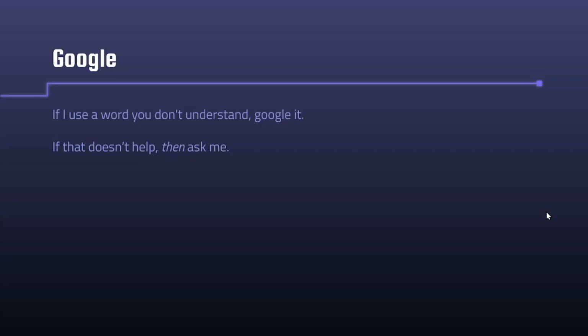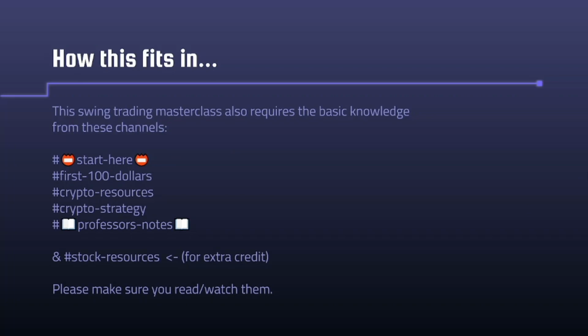If I use a word you don't understand, Google it. If that doesn't help, then ask me. I imagine I'm going to be using a lot of different words you've never heard before, in maybe unusual contexts. That's okay, have a Google look for it. If things still don't make any sense, then by all means, please hit me up and ask me to clarify stuff for you.